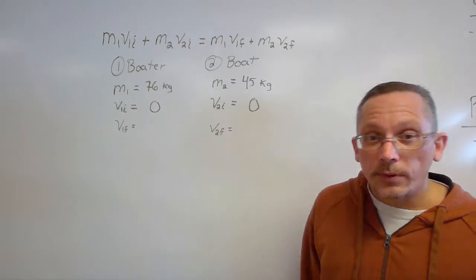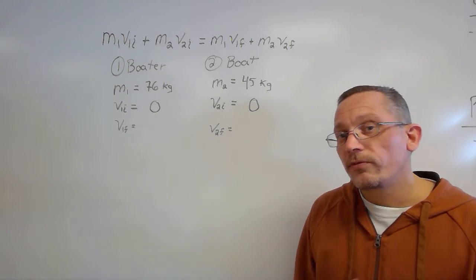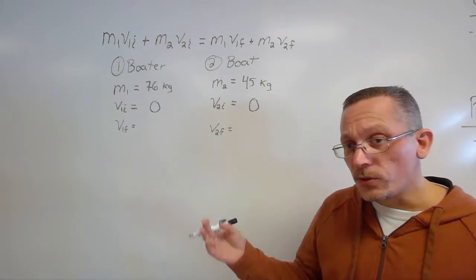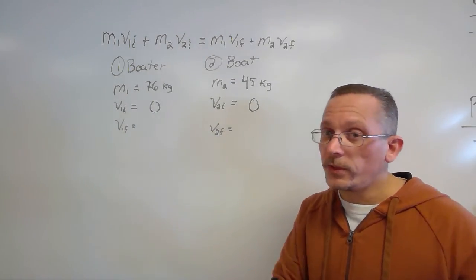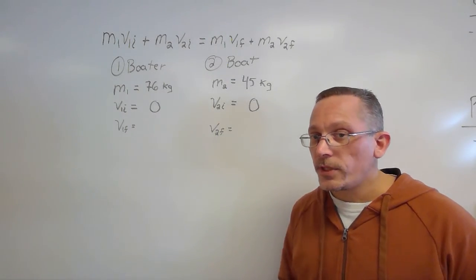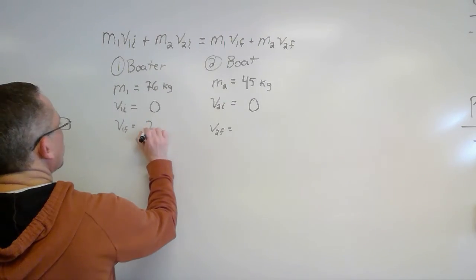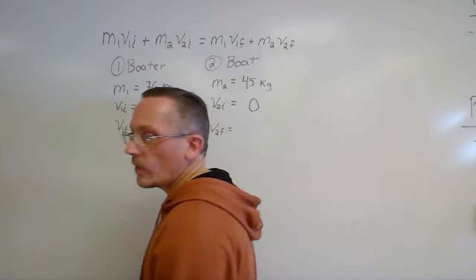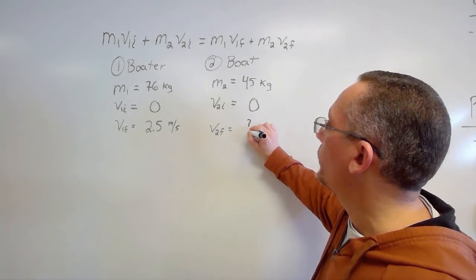Okay. Now it says the boater stepped out of the boat with a velocity of 2.5 meters per second to the right. Okay. So let's say to the right is the positive direction. We have to be very careful with direction here. So we'll say that 2.5 meters per second to the right was in the positive direction. And it says, what's the final velocity of the boat?